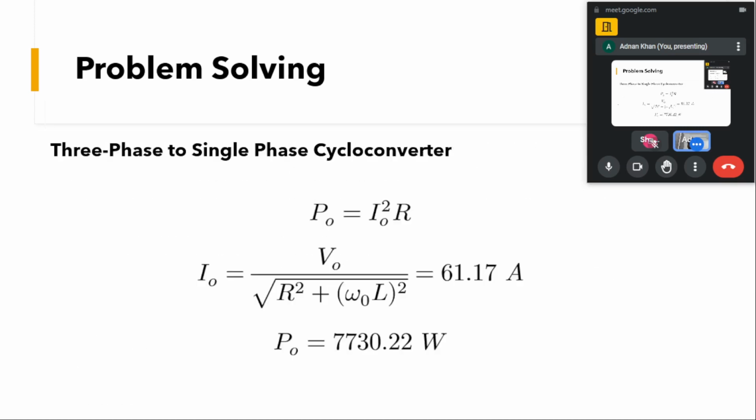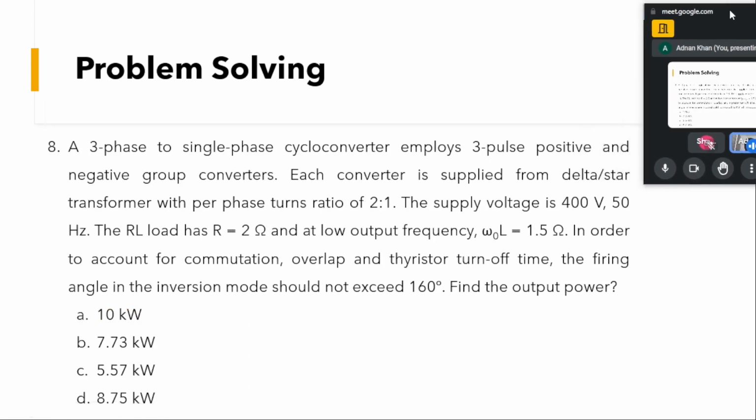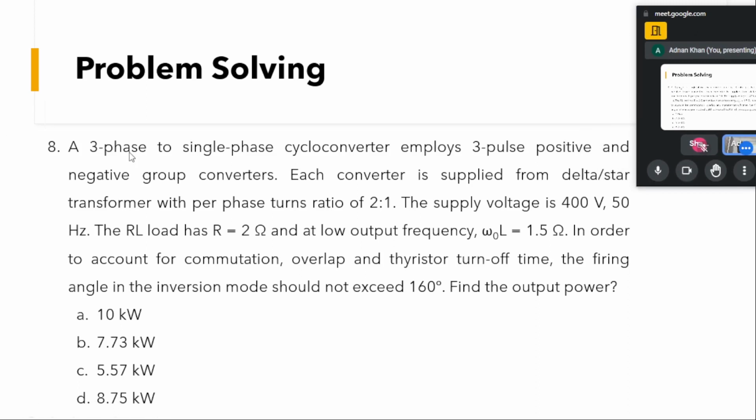Now coming to question number 8. We have a 3-phase to single phase cycloconverter employing 3 pulse positive and negative group converters. The question is similar to the previous question, but here something else is asked. Each converter is supplied from a transformer with the turns ratio of 2:1.